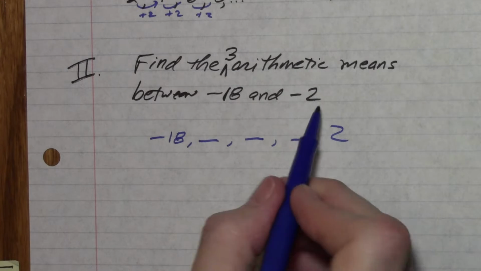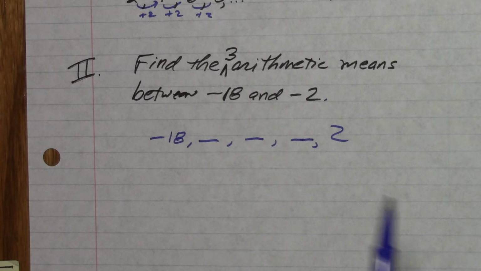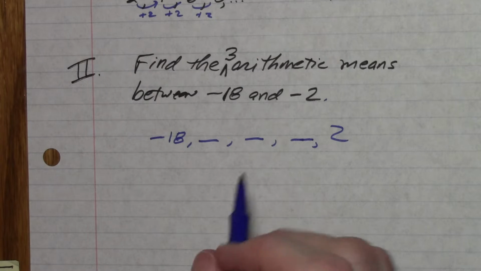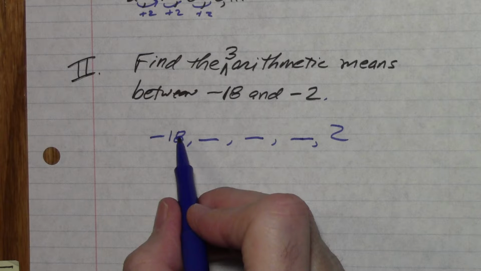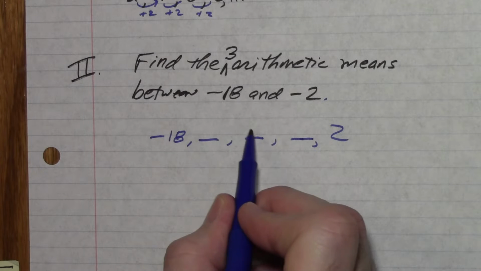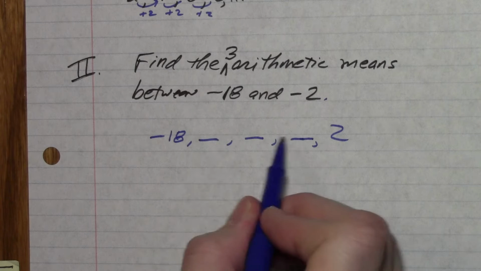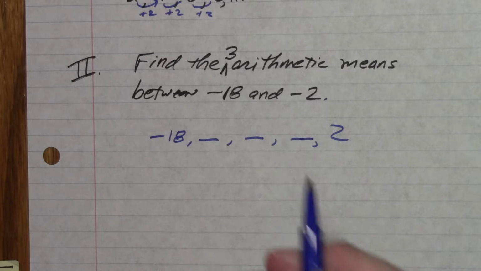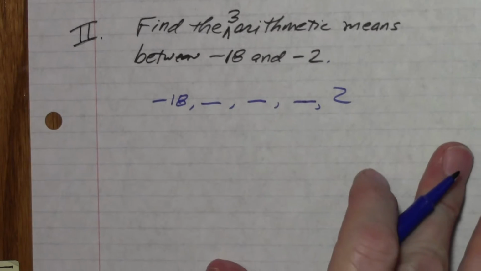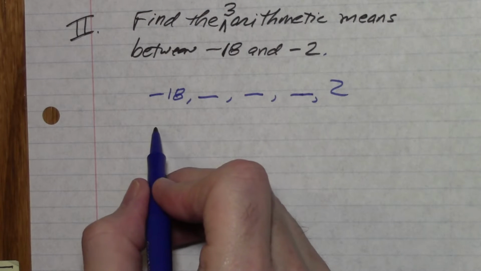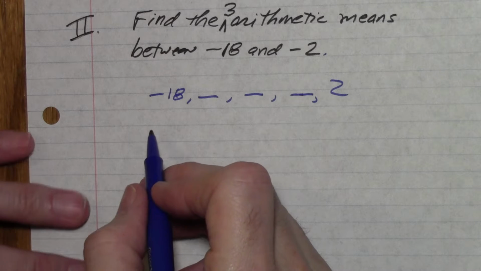If you think about it, how to do it would be easy if we knew one particular piece of information. That particular piece of information is the common difference. If we knew what to add to this, and then add again, and then add again, we would know all of these. So we need to find the difference. That's where this little formula comes in very, very handy.